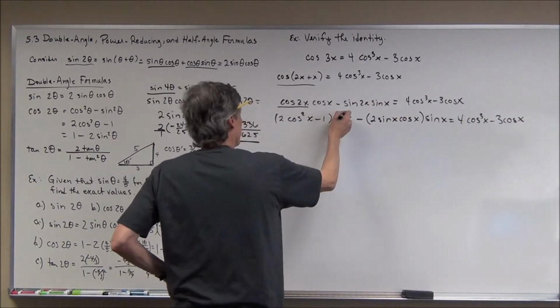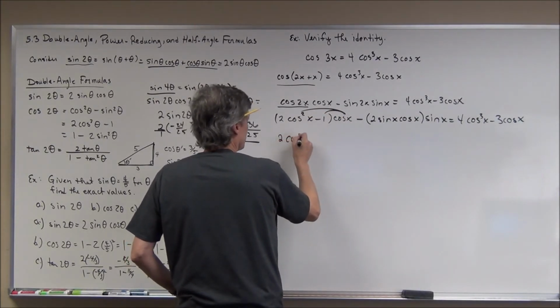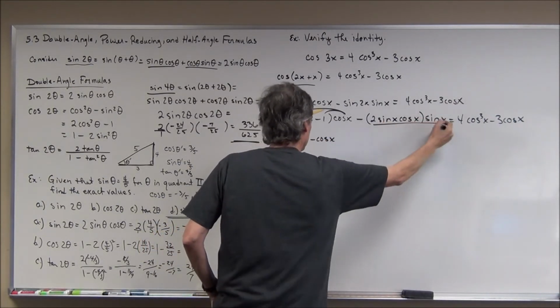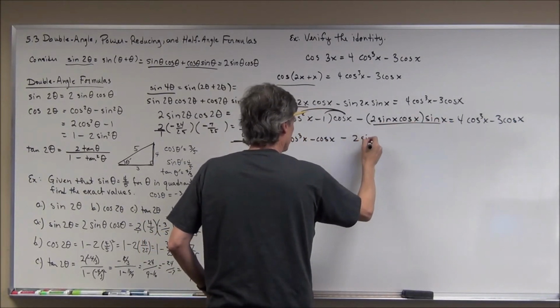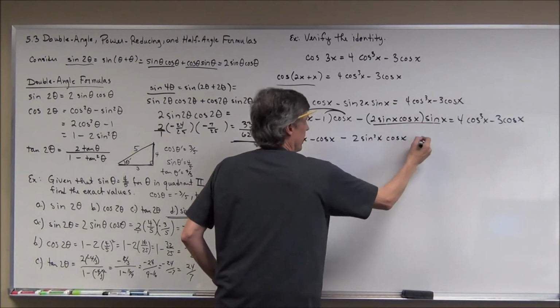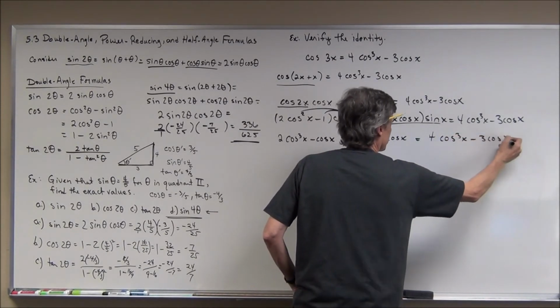Now I have to distribute. I get 2 cosine cubed x minus the cosine of x. I have to multiply these two together, so that's minus 2 sine squared x cosine of x, and that equals 4 cosine cubed x minus 3 cosine x.